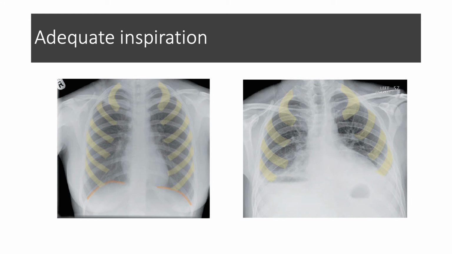Now look at the photo on the right. This is an example of inadequate inspiration. Notice how the lung volume is markedly decreased. There is a false appearance of cardiomegaly. The ribs marked in yellow only show anterior ribs 1 to 4.